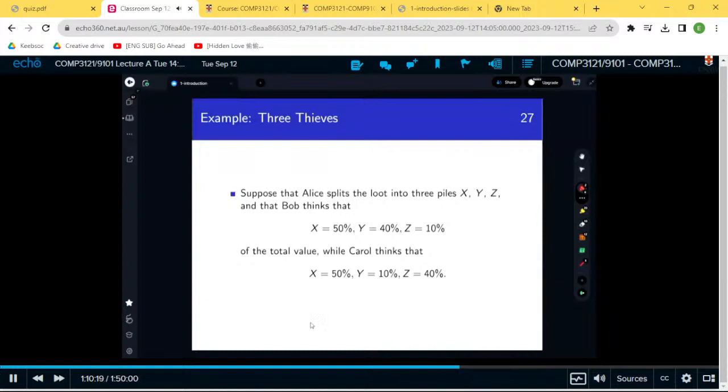So if we have the previous picture, Bob and Carol both want the first pile x. But which one do they give to Alice? Well, Bob obviously thinks that z should go to Alice. Carol thinks that y should go to Alice.